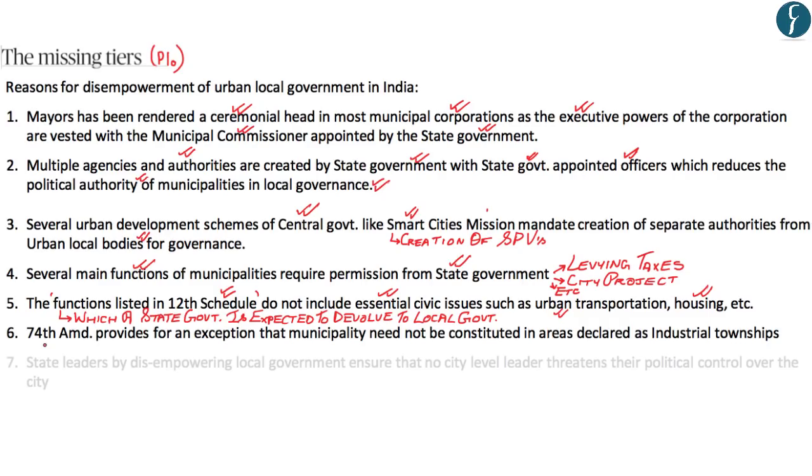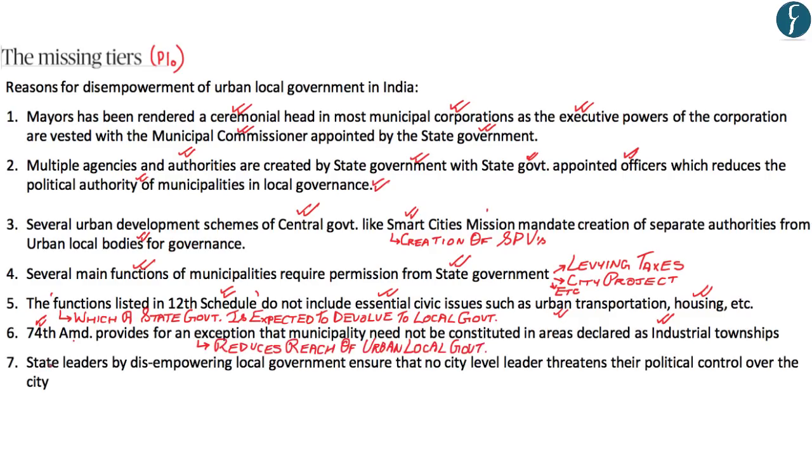Now, the sixth reason highlighted by the author is that the 74th Amendment, which mandated the creation of municipalities, provides for an exception that municipalities need not be constituted in areas that have been declared as industrial townships. According to the author, this exception further reduces the reach of the urban local government.